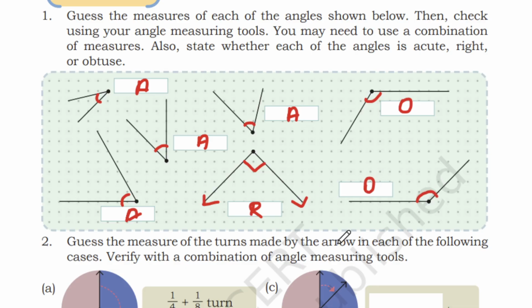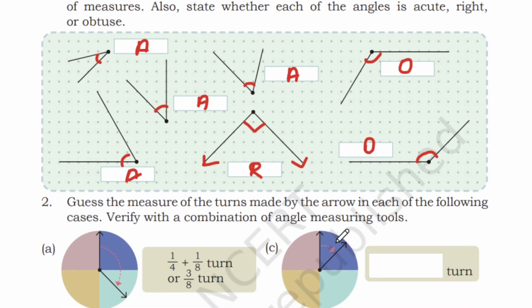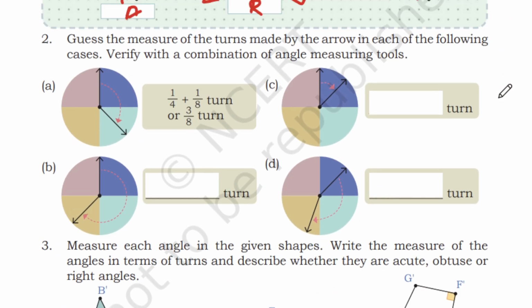Okay, use your measuring tool and you can guess it over. Okay, if the angle is greater than 90 degrees, then it is, I'm sorry, an obtuse angle. Less than 90 degrees is acute angle. So next, guess the measure of the turn made by the arrow in each of the following cases. Verify with the combination of angle tools. So here we have a combination of angle tools.